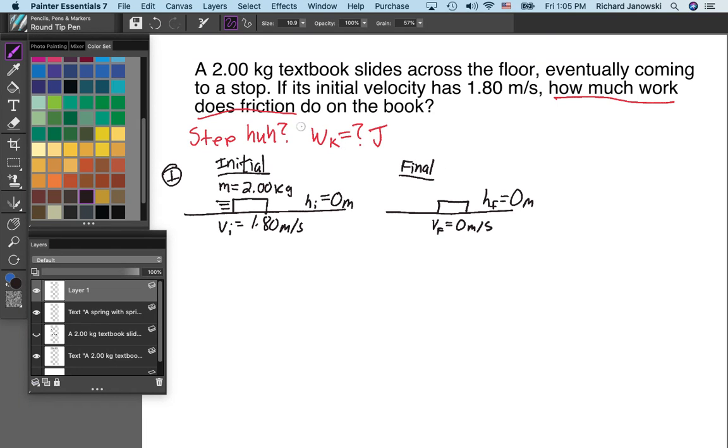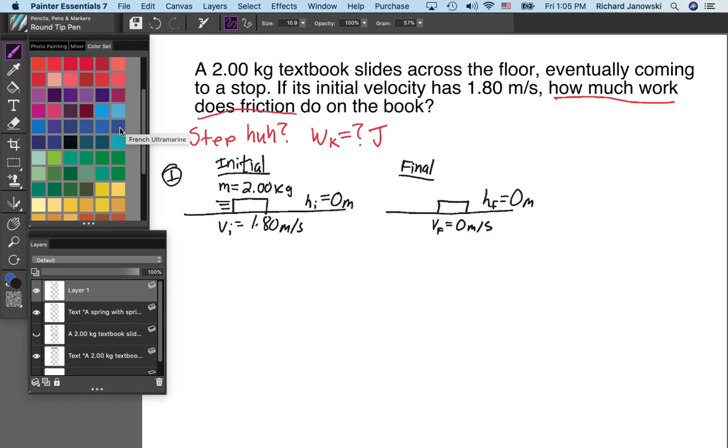Now on to step 2, French ultramarine. Fancy. Step 2 is going to be write the law of conservation of energy. So the law of conservation of energy says sigma E initial, the sum of your initial energy, plus sigma work external, the sum of your external work, is equal to sigma E final, the sum of your final energy. So now we go through this term by term.